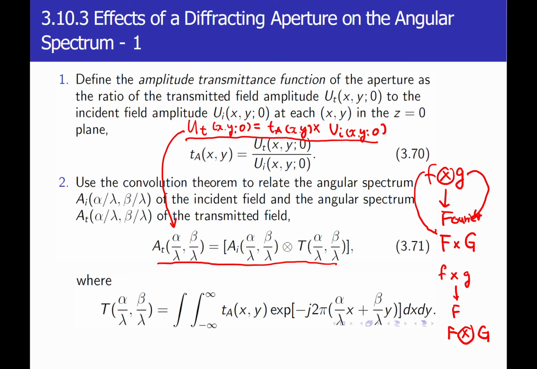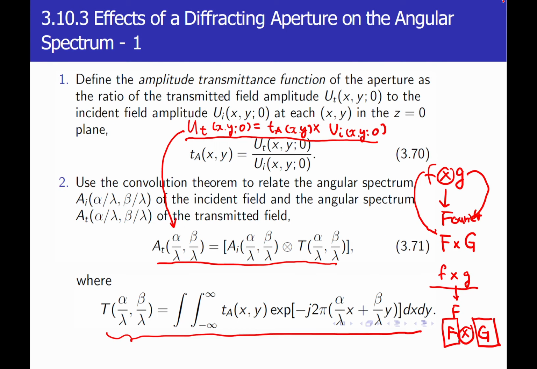What we are going to talk about here is that the transmitted angular spectrum is the convolution of the incident angular spectrum and the transmittance. And here the transmittance, the capital T, is not identical to the small a, t_a, and it is given by this function. And it's nothing but the Fourier transformation, right? Fourier transformation.